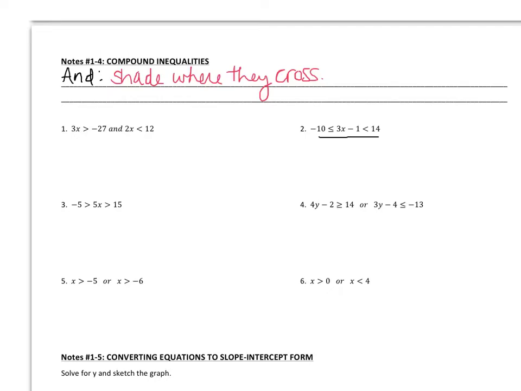If it is separated by an "or," then that means that it satisfies one or the other, so you're going to shade both of them. Okay, so let's go ahead and work an example.